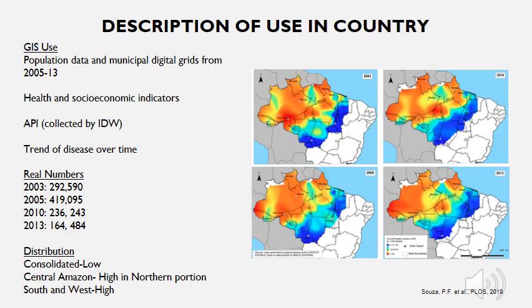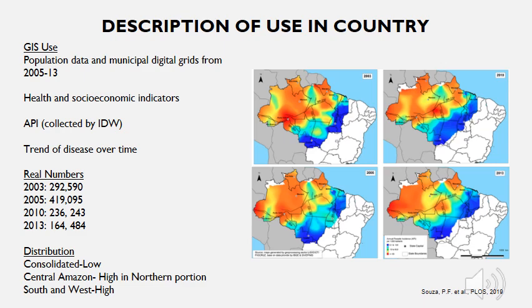Maps based on municipal digital grids and population data from the years 2005 to 2013 were created using GIS. Health and socioeconomic factors, as well as annual parasite incidence, or API, were all indicators that were added as well and organized in GIS mapping. The API was calculated through an interesting process known as inverse distance weighting, which is an ArcGIS application which estimates the value of a determinant in a non-sampled area based on surrounding areas. Another map was created to look at the trend of disease over time as well.